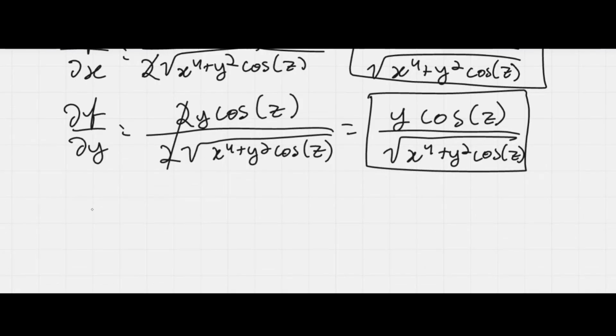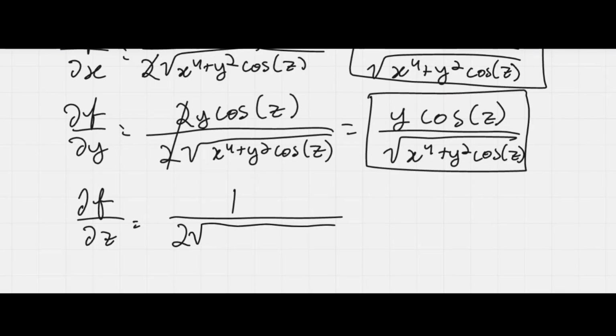Again, following the pattern of the previous partial derivatives, we know that we have to bring down the power of 1 over 2 and change it to negative 1 over 2. That leaves us with 1 over 2 root x to the fourth plus y squared cosine z. Now we're treating x and y as constants. Again, the x to the fourth becomes 0, much like the partial derivative with respect to y.